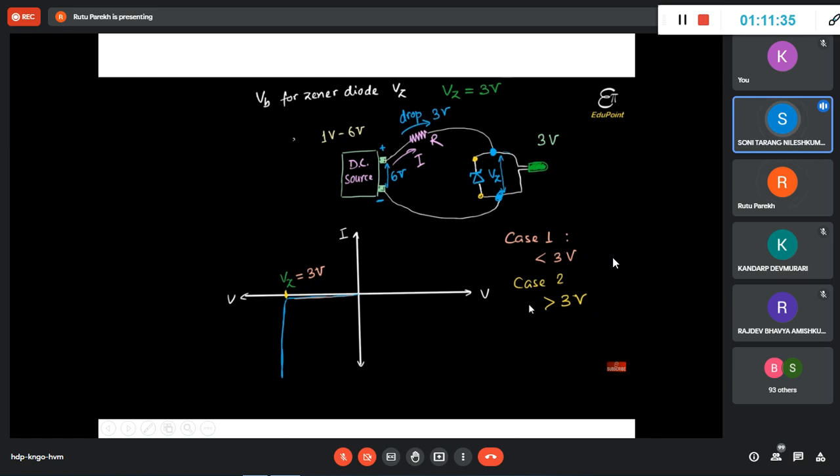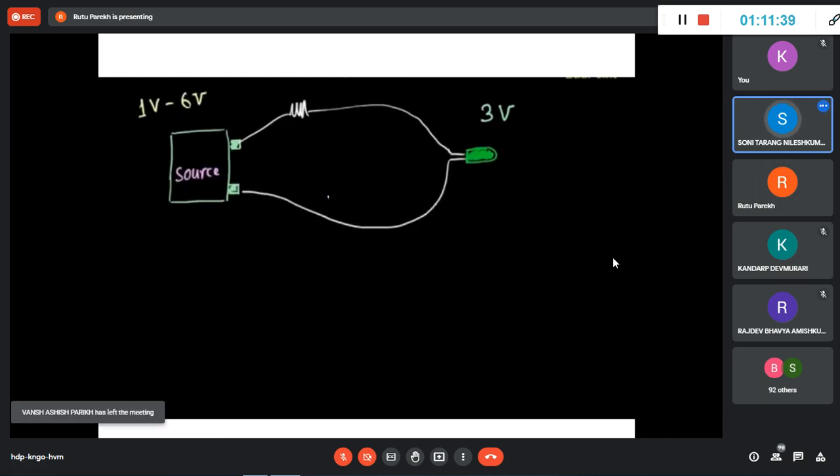Ma'am, in this slide, when the voltage is less than 3 volts, will it be destroyed? See, if it is 2 volt, it may not light up, or it will dim. If it is 1 volt, it will not light up, but it will not get destroyed.